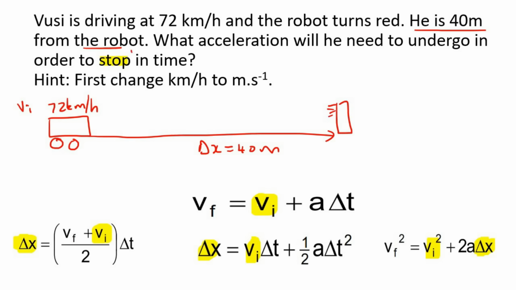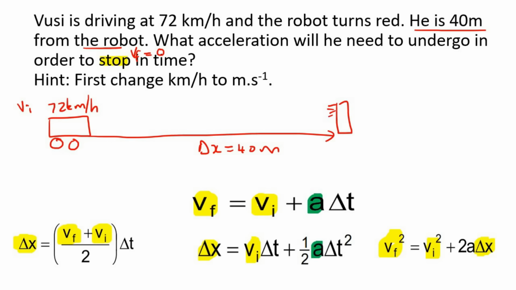If your car stops, then it means your final velocity is 0. So we have final velocity. We have that, so we can go fill that in. And then it says, what acceleration does he need? So we are looking for acceleration.